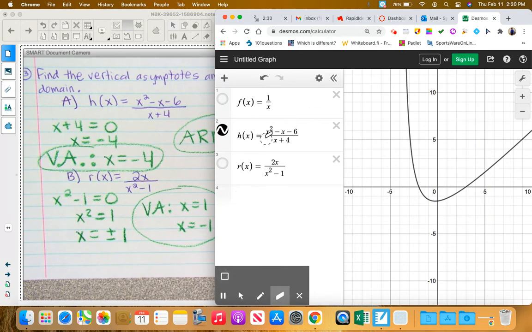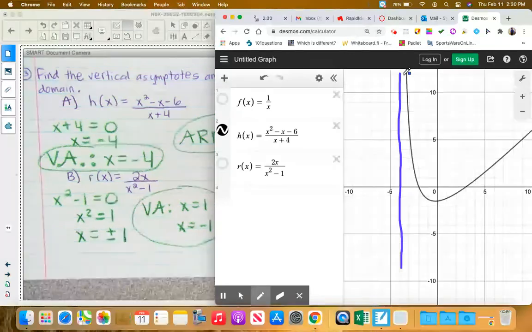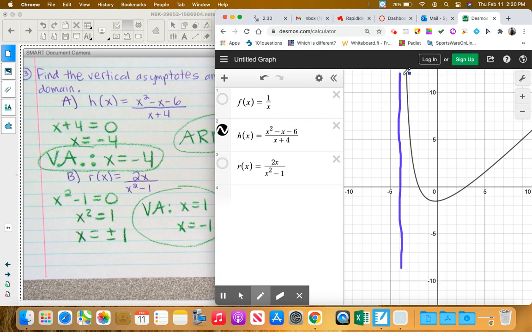So x squared minus x minus 6 had a vertical asymptote at x equals -4. So that means there's a vertical line at -4. So here is my vertical line at -4. So this rational function is going to get closer and closer and closer. So the black grayish color here, my rational function is going to get closer and closer to that line, but it's never going to touch. So I have a vertical asymptote at -4, and our domain was everything except -4.